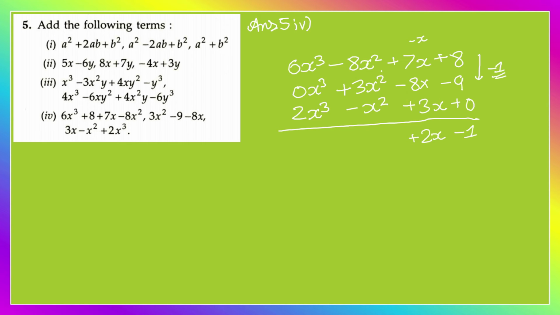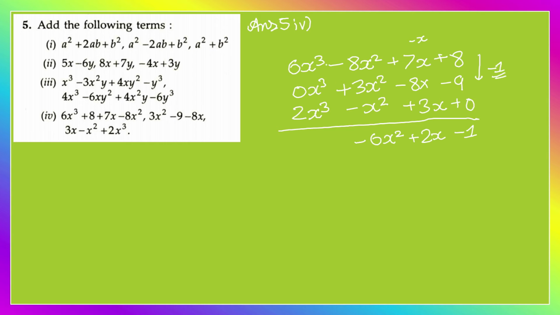Now minus 8x cubed, x squared plus 3x squared. This time we have minus 8 then plus 3. Then the answer would be minus 5. And minus 5x squared minus x squared will become minus 6x squared.